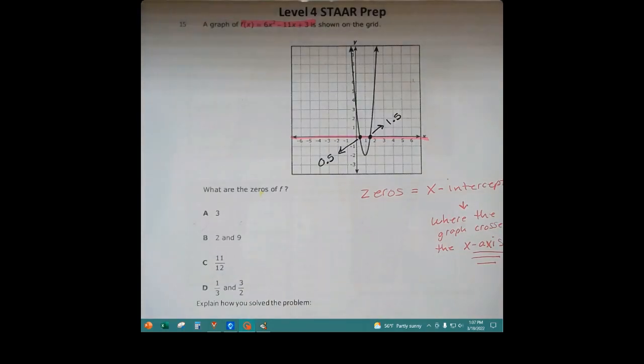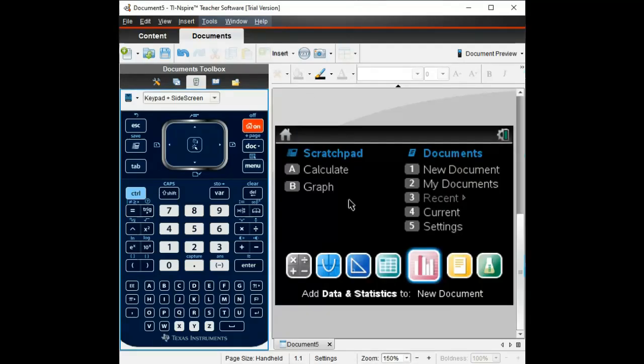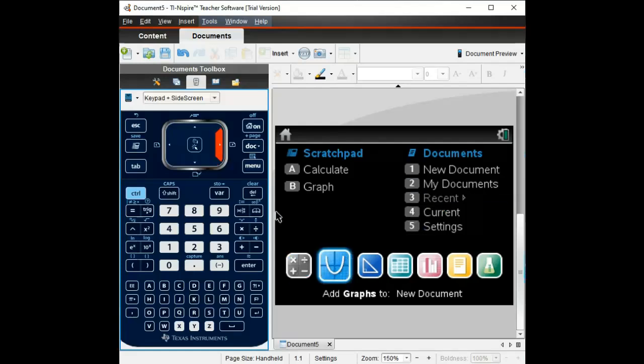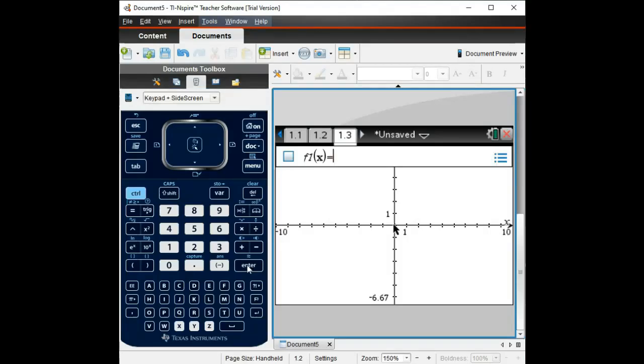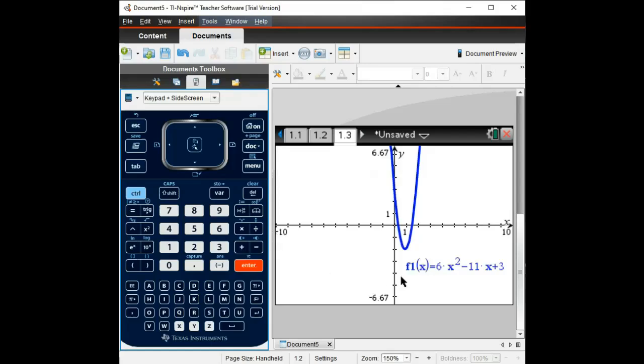It'll actually do that for you. So let me show you how to do that right quick. Let's go to our calculator. Once we're here, I want you to hit home. We're going to go to graph because we know what the equation is. It gave us the equation and we're going to enter it. Notice they already have the f of x and equal sign for us. We just got to put what's on the right side of the equal sign. So I'm going to put 6x squared minus 11x plus 3. Hit enter. Notice it looks just like the picture that they gave us.